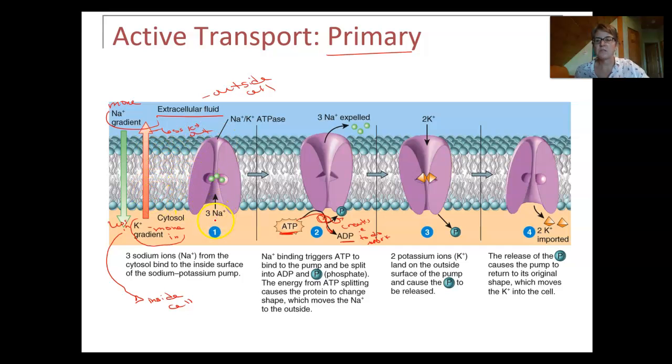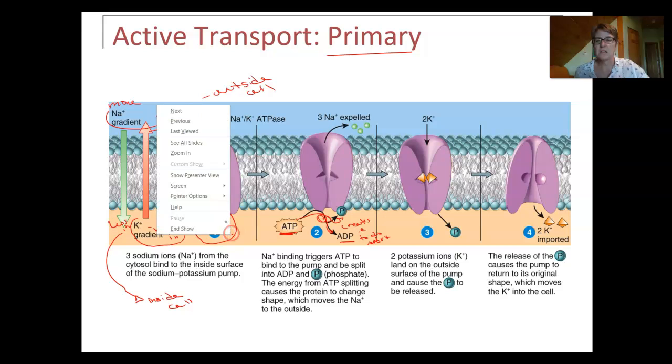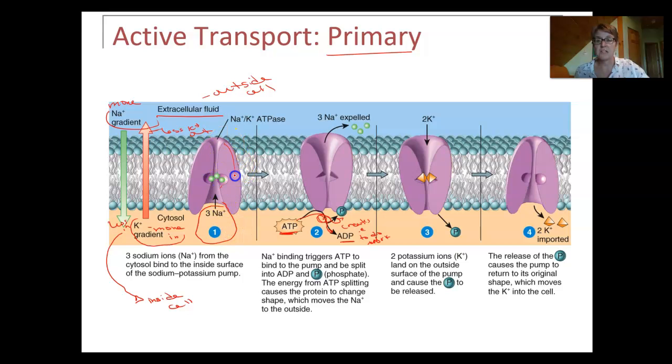Well, what am I going to do? I am going to take 3 sodiums from inside the cell, right? Because this is inside. And it's going to bind with an integral protein because it's spanning the entire distance across the plasma membrane of my phospholipid bilayer. So I have my integral protein, and it's going to bind 3 sodiums.